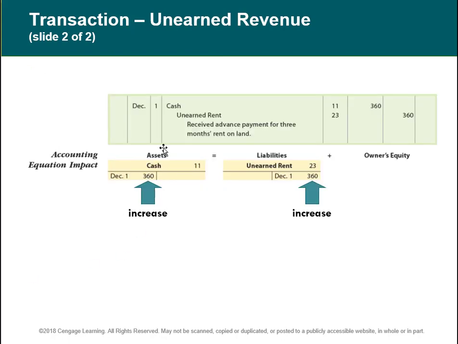Here's our journal entry: debit cash, credit unearned rent, unearned rental revenue. Yeah, that would still be a liability. Unearned rent or unearned rental revenue would be the same thing. So we're increasing cash, and we're also increasing the liability.